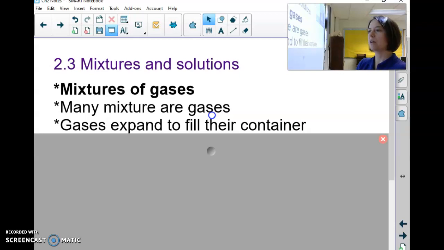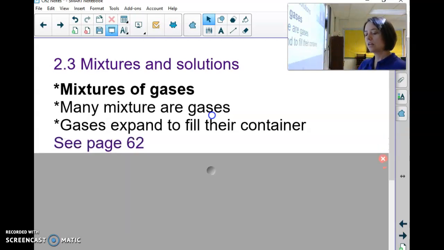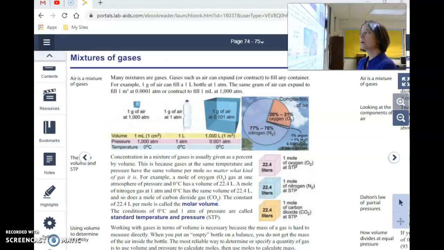So if I were to release some gas here, like some carbon dioxide or nitrogen or whatever, it would fill up the entire room. Let's take a look on page 62. Looking at our book, if we have air, which is a mixture of gases, it's mostly going to be nitrogen. We've got about 20% oxygen, and then about 1% argon and water vapor and a little bit of carbon dioxide. We know if that little bit goes up or down, that can cause some problems, and a bunch of trace gases. And we know that air or any gas will expand to fill its container.